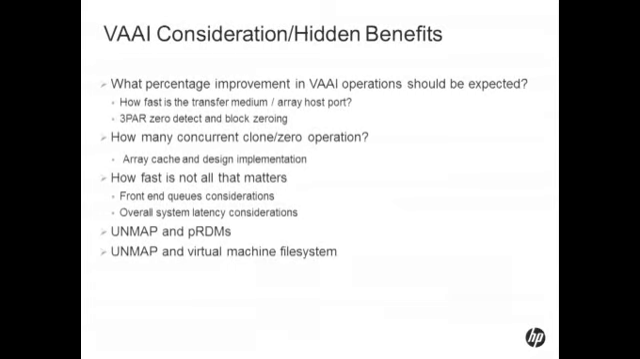Does that make any sense? Yeah? Okay. So that's one consideration to keep in mind. What else can we talk about? How many clone operations can your array handle? So I see a lot of documentation online, people posting results of, okay, my clone is 7 times faster. My clone is 20 times faster. Well, how many clones were you doing? And how big were those clones? I could probably do 1,000 1 meg clones pretty fast. But then how many 100 gig clones can I do at the same time?